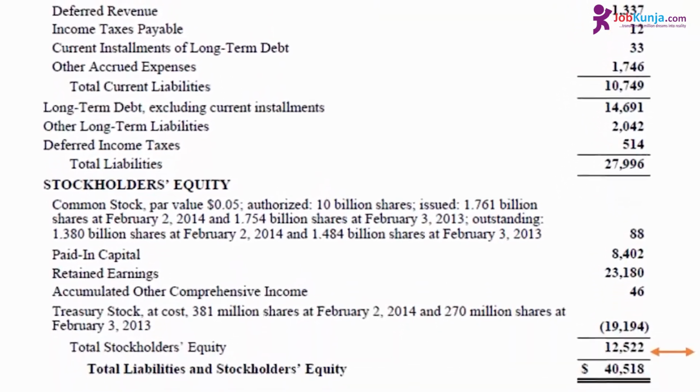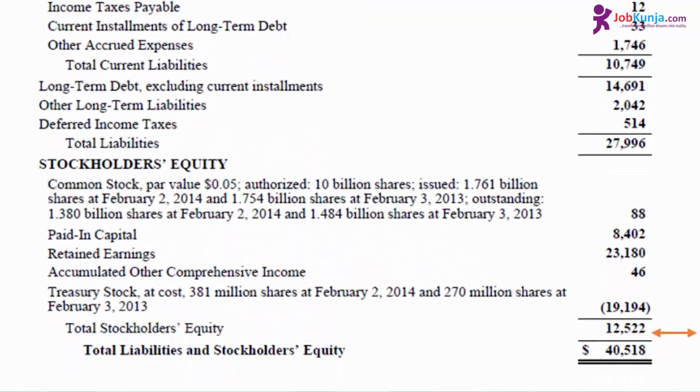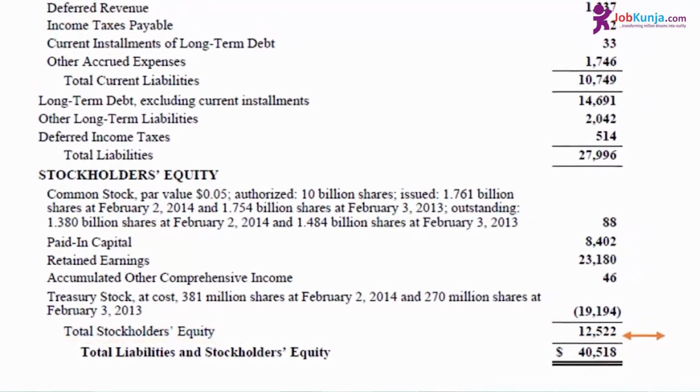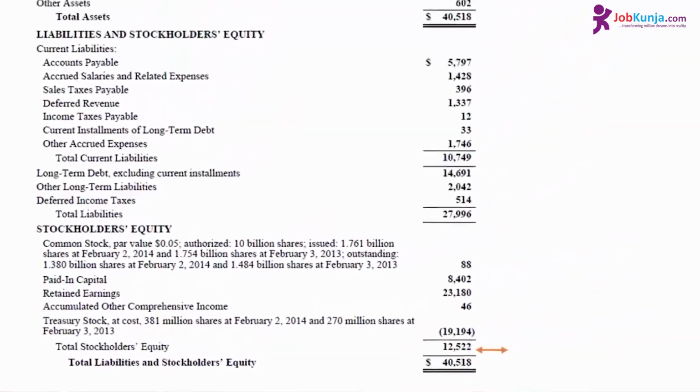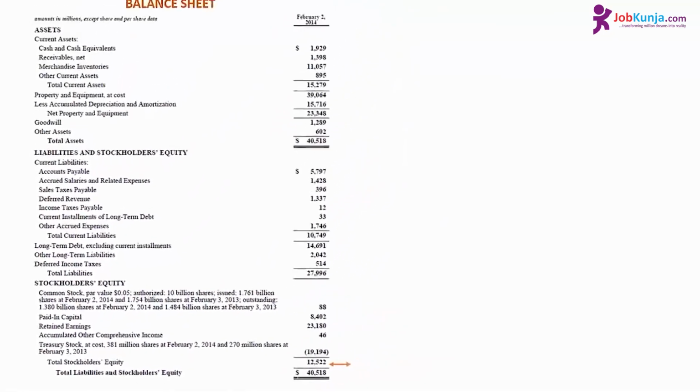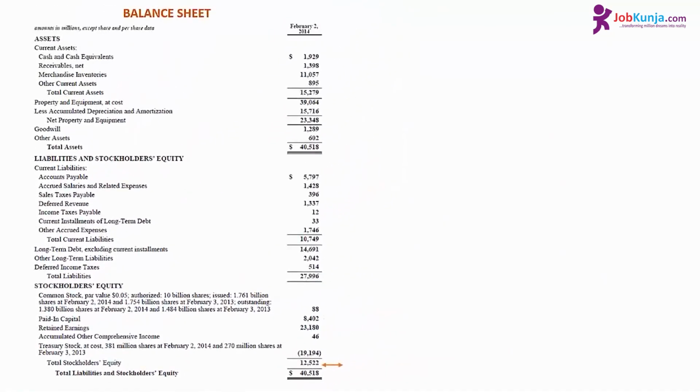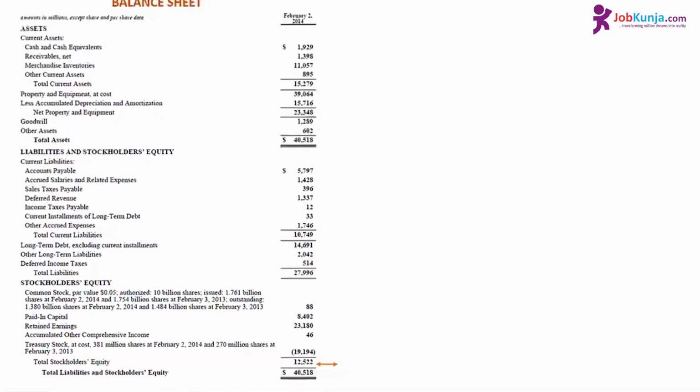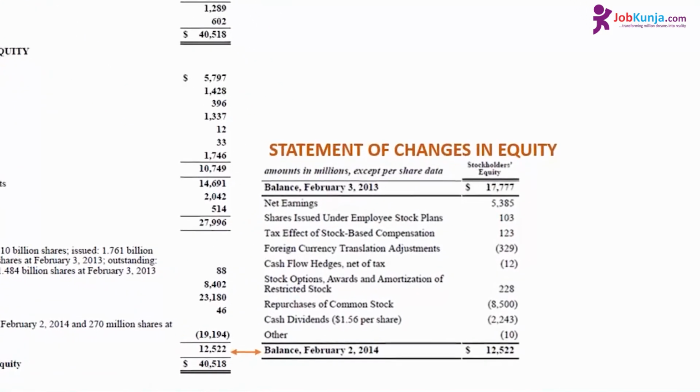And stockholder equity. This is a little bit more complicated than what I presented, but the idea is exactly the same. The Home Depot has $12.5 billion of equity on the books, but the balance sheet alone doesn't tell us the whole story about what happened throughout the year, only where the company is on February the 2nd, 2014. To get the rest of the story, we need to drill further into the changes in equity. So let's bring up the statement of changes in equity.